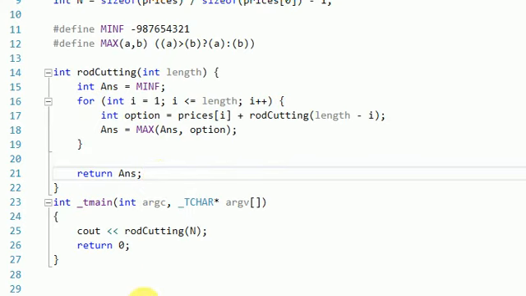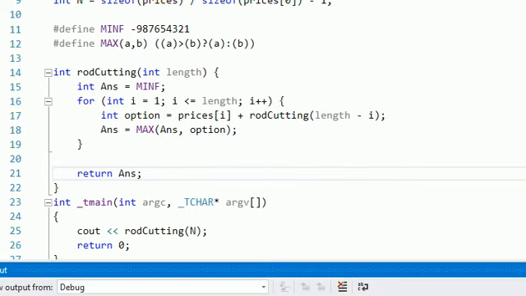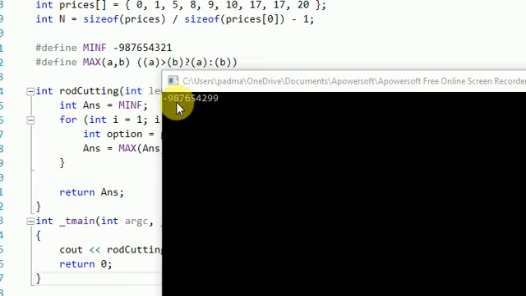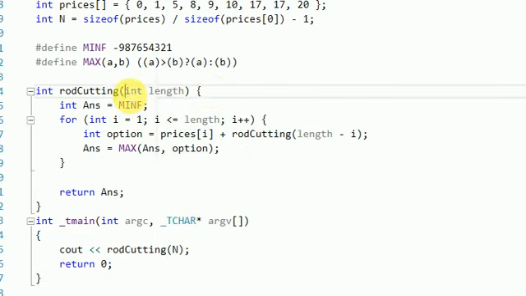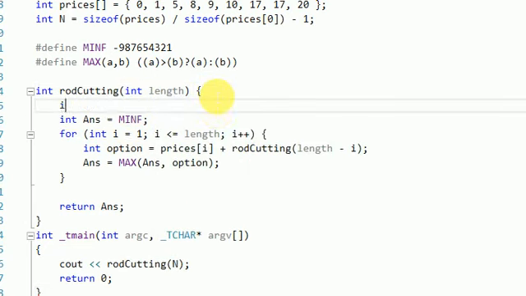Okay, let's debug this and find the output that we are going to get. So we got an answer of minus infinity. We have made one mistake: we didn't include the base condition.